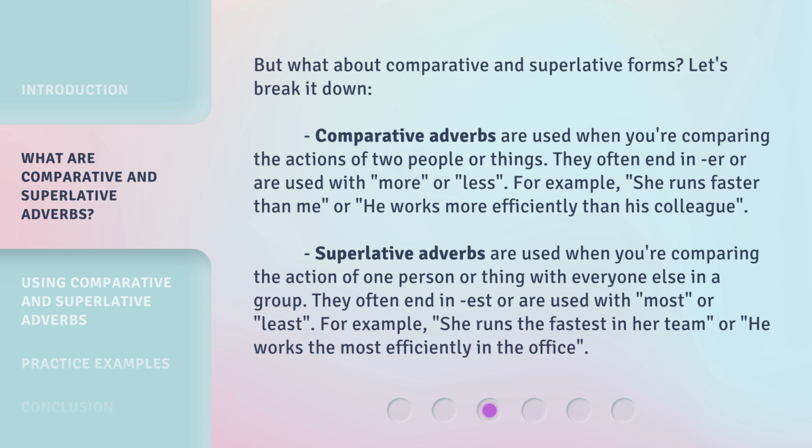Superlative adverbs are used when you're comparing the action of one person or thing with everyone else in a group. They often end in -est or are used with most or least. For example, she runs the fastest in her team, or he works the most efficiently in the office.